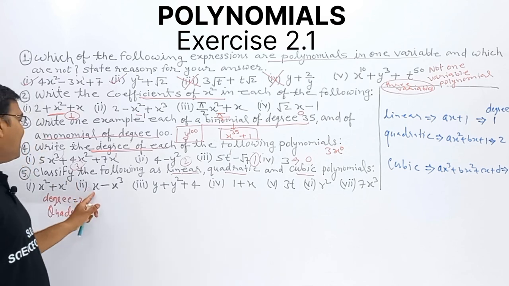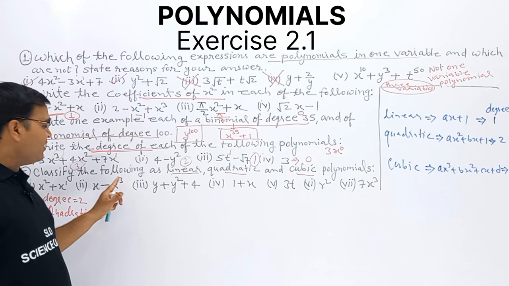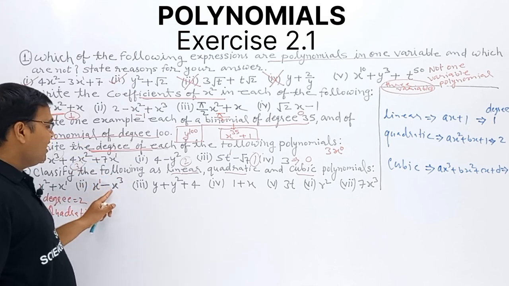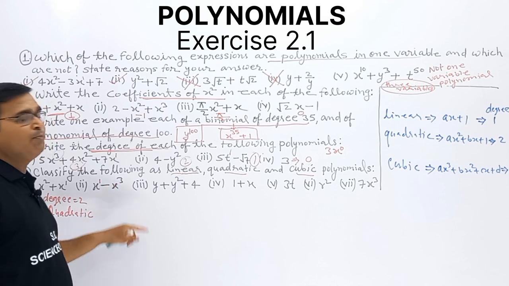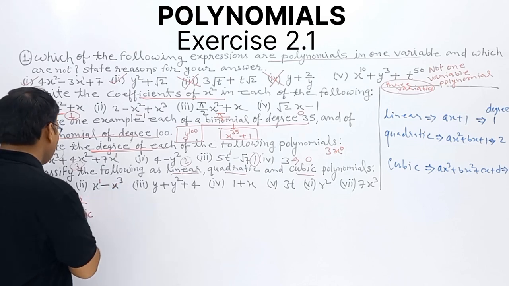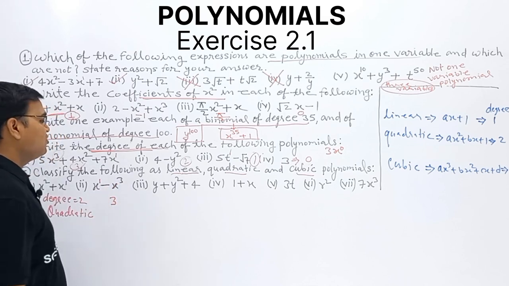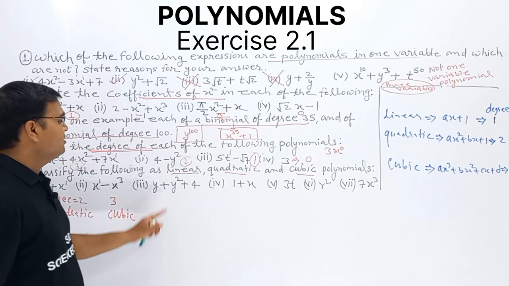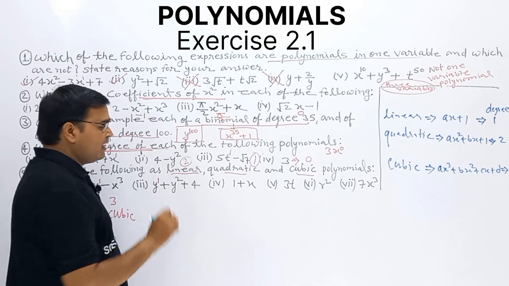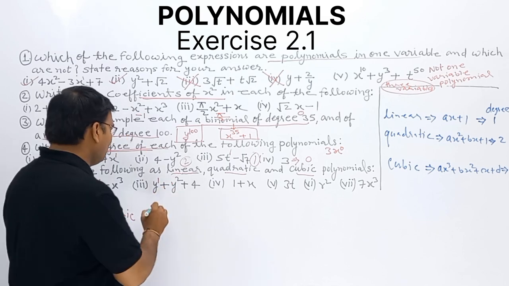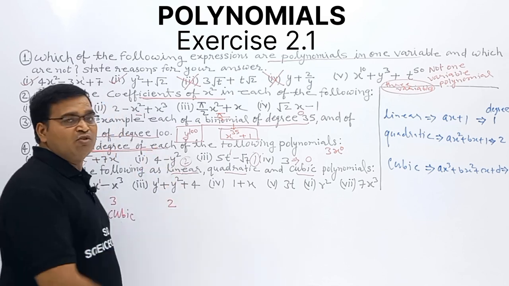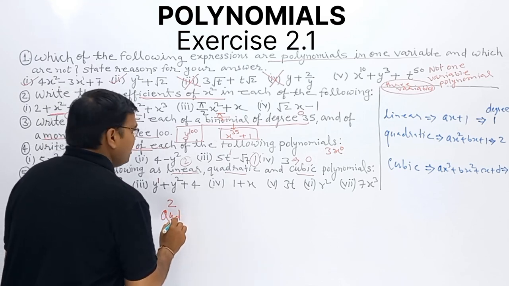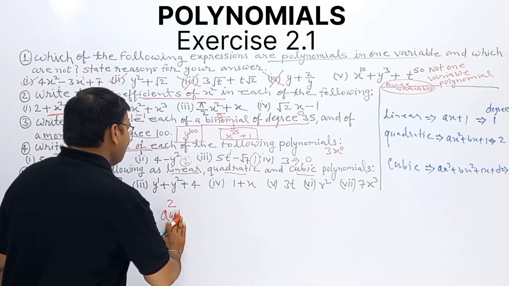Now next one, x minus x cube. First we want the degree. This variable has power 1 and this one has 3. The maximum power is 3, so its degree is 3. So it is cubic. Now next one, this one. Its power is 1, this variable's power is 2. Degree will be 2, the maximum power of a variable, and 2 means quadratic.